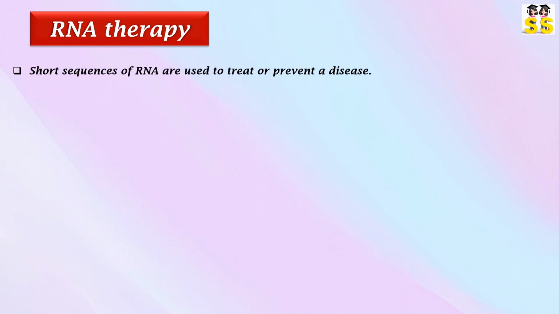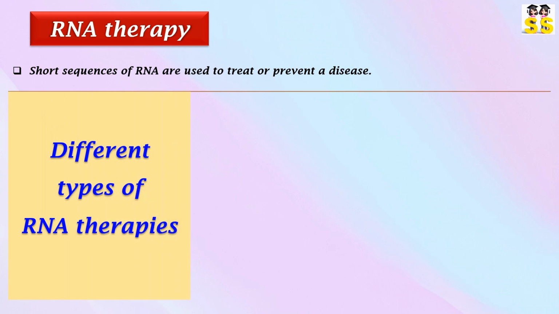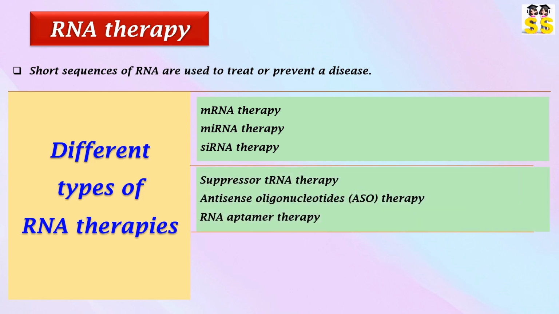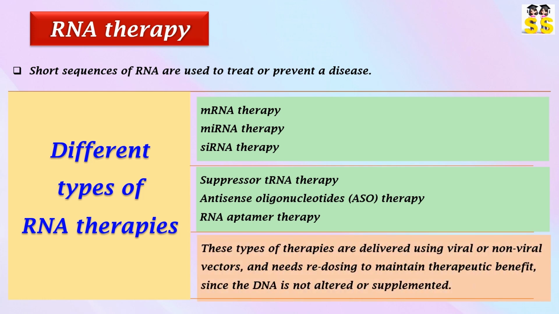RNA therapy. It is the use of shorter sequences of RNA to treat or prevent a disease. There are many different types of RNA therapies: mRNA therapy, miRNA therapy, siRNA therapy, suppressor tRNA therapy, ASO therapy, RNA aptamer therapy. These RNA therapies are delivered using either viral or non-viral vectors, and need redosing to maintain therapeutic benefit, since the DNA is not altered or supplemented.